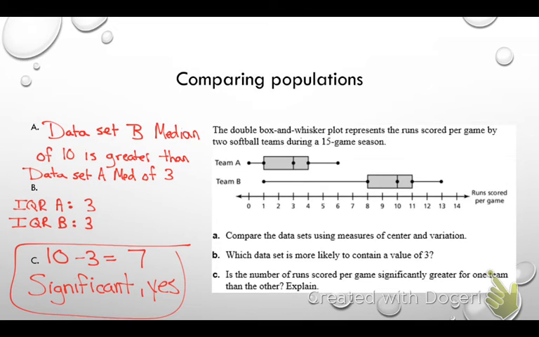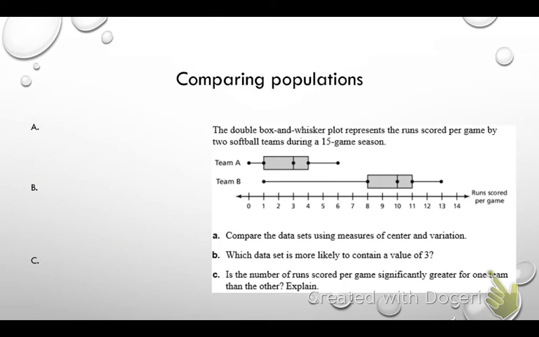So now let's go back to question B. Which data set is more likely to contain a value of 3? Okay, so here I have a value of 3 on the number line. And we talked about what percent of the values is inside the box? 50%. So if it's in the whisker on one data set and it's in the box on the other one, it definitely is more likely to be in the data set that's in the box.